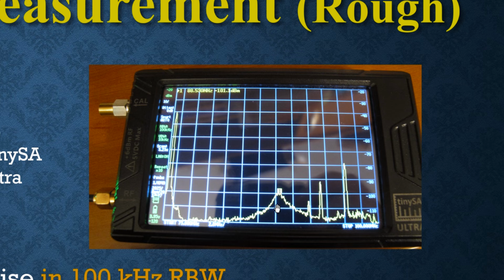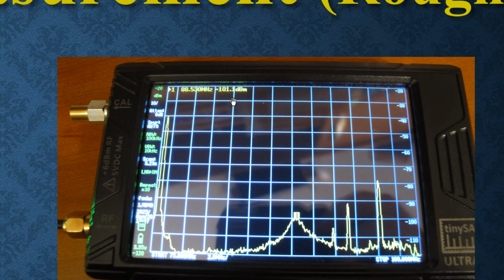Now, like in all engineering and all measurements, you need to be careful. I probably should have changed the reference level from minus 20 dBm to something like minus 40. I didn't do that here because there's this signal coming in. I don't know where it's coming from, but I didn't want it to saturate the amplifier inside this guy. So probably should have moved this up a little bit, but I think this is pretty accurate. It reads out minus 101.1 dBm. So what does that mean?